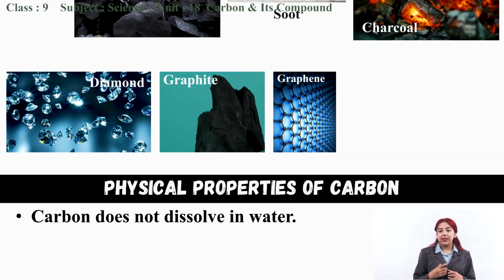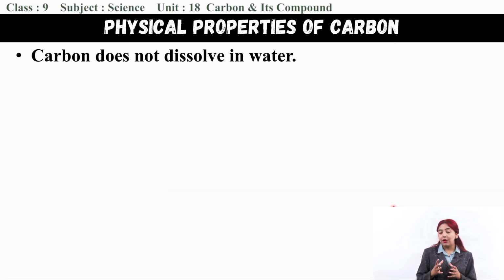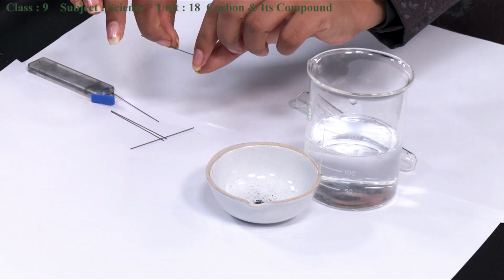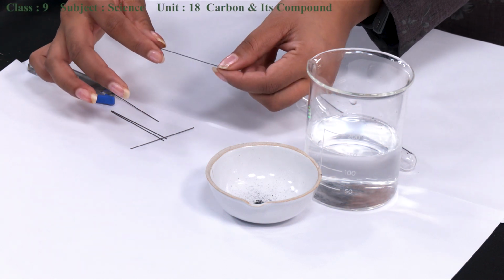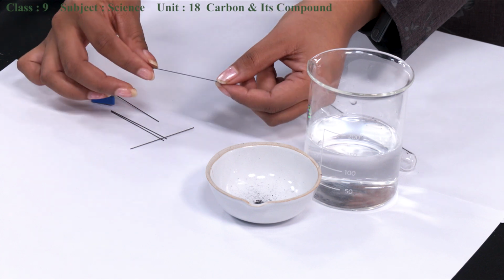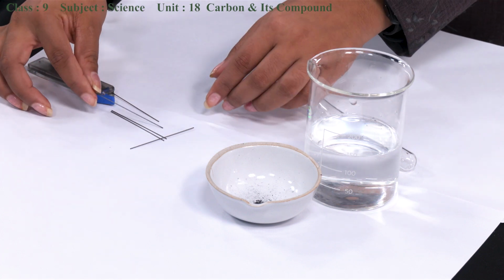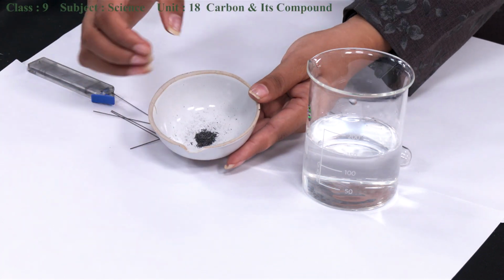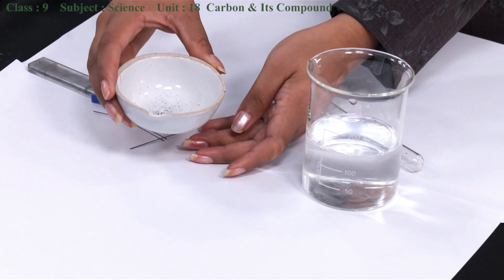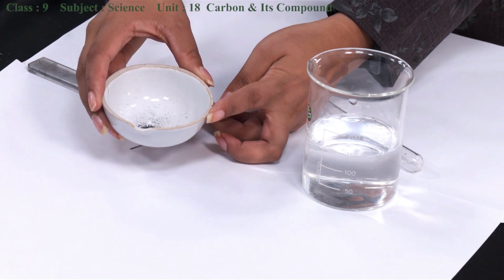Now, another physical property of carbon is that carbon does not dissolve in water. Now, let us check if this is true or not. Here I have taken the leads that we used to write in our lead pencils, and this lead is made up of graphite, which is carbon. Now, I have ground this using my hand into powder form. Now, let us see if this dissolves in water or not.